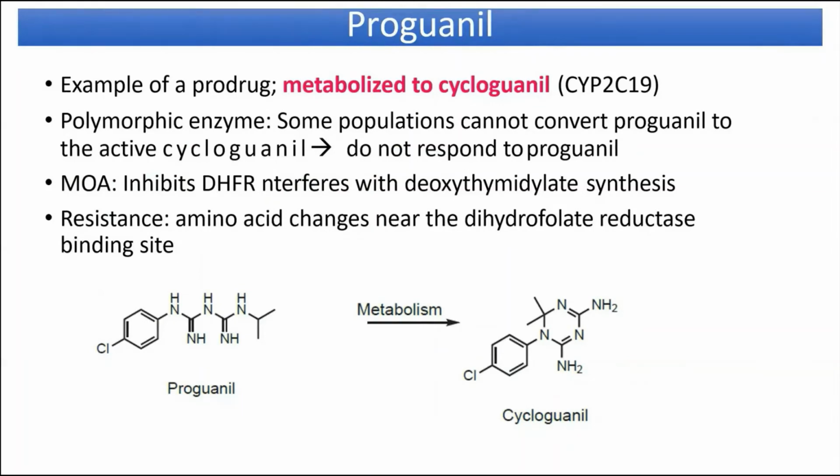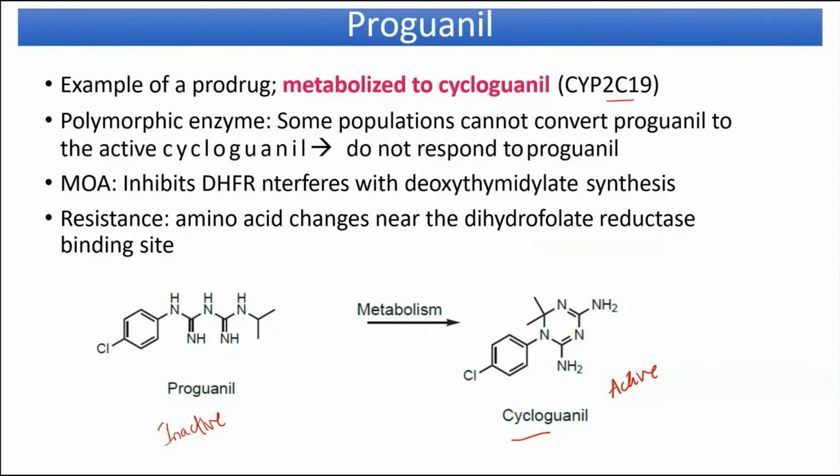Now proguanil, the name itself is saying proguanil. It's a prodrug of the actual drug, which is cycloguanil. And this was the example I was talking about, where the initial form, the proguanil, is inactive. Only when it undergoes metabolism do you have the active metabolite, the species which is actually contributing to the activity. And your cytochrome enzyme CYP2C19 catalyzes this conversion. So proguanil on metabolism forms the active cycloguanil.